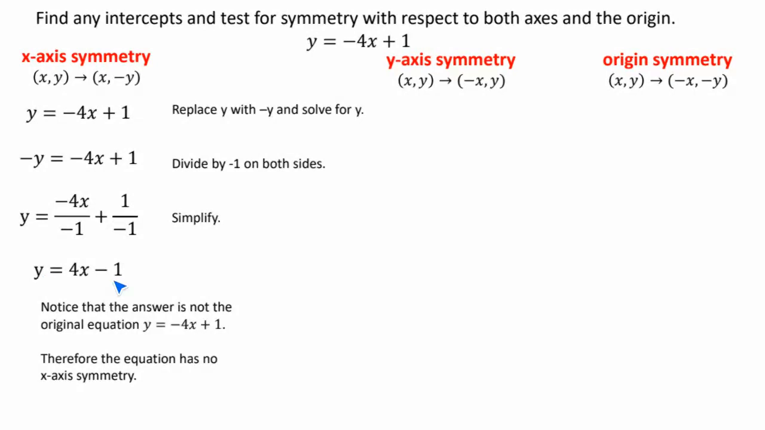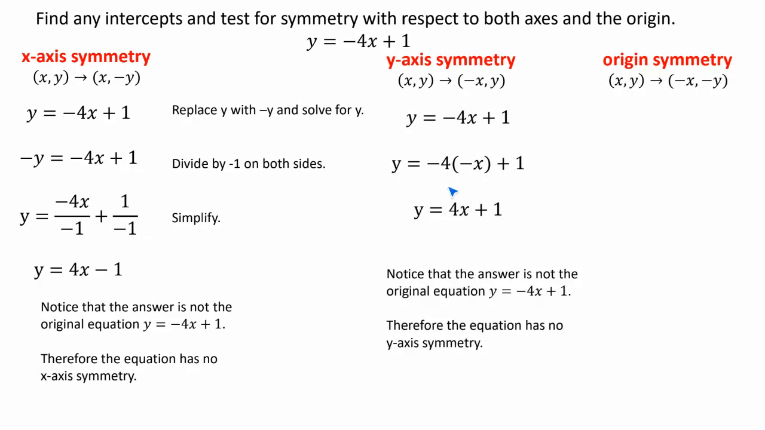So to check for symmetry, you want to compare your final answer here to the original equation, which is up here. And you want to ask yourself, are they the same? Since they're not the same, this means that the graph is not symmetric on the x-axis. Okay, so let's try the y-axis. For the y-axis symmetry, we're going to replace the x with a negative x. So let's do that first. So we have y equals negative 4. Replace the x with a negative x, and then simplify or solve for y.